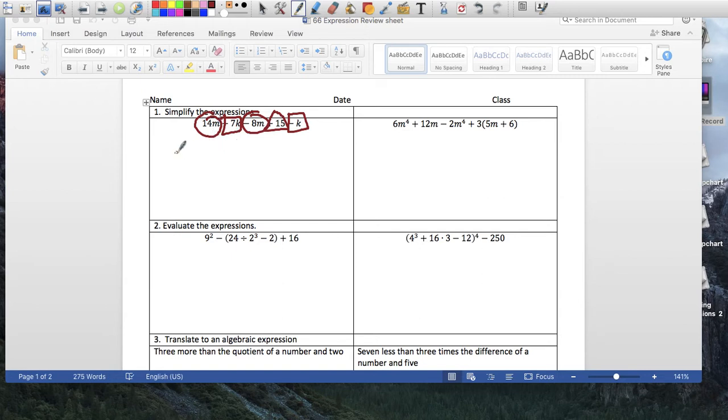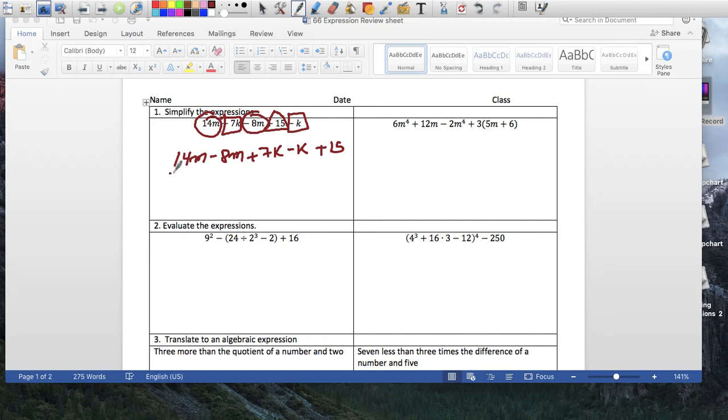So the 14m minus 8m, and then, ooh, that says minus 7k. Please tell me that's not a minus 7k, is it? Oh, it's plus 7k. Okay, so plus 7k minus k, and then I think that's a plus 15 at the end.